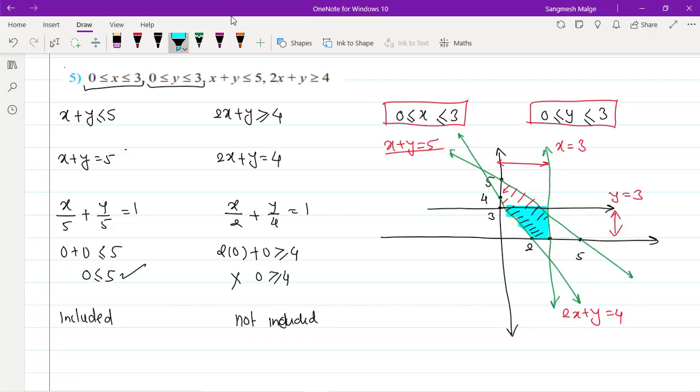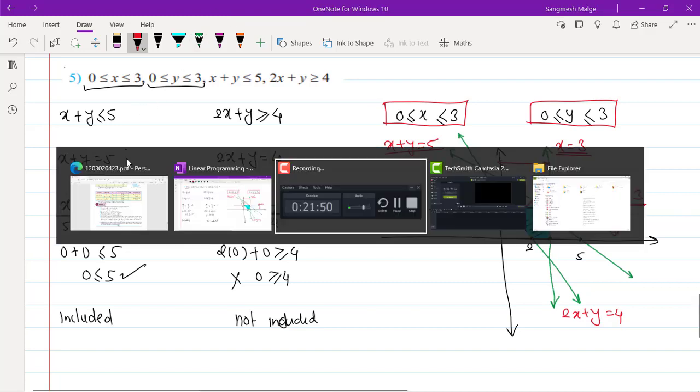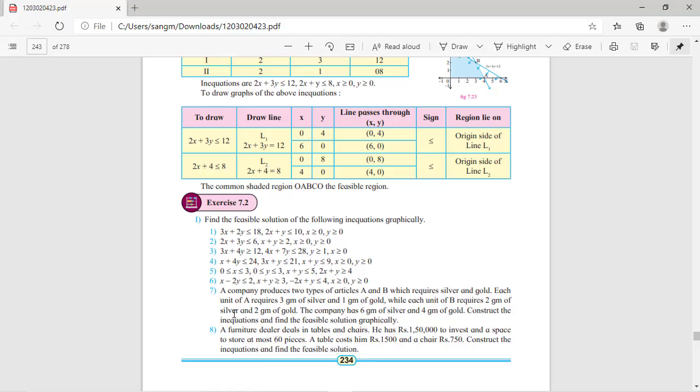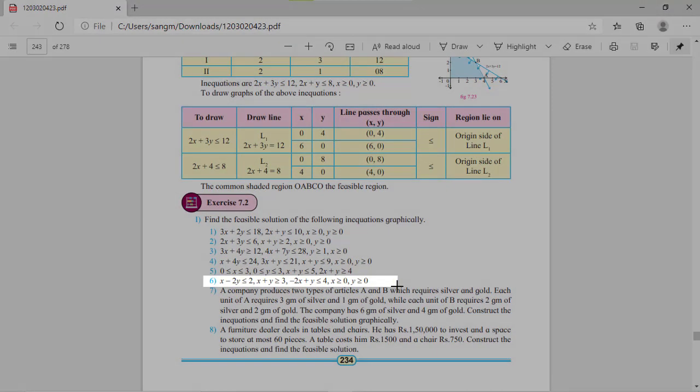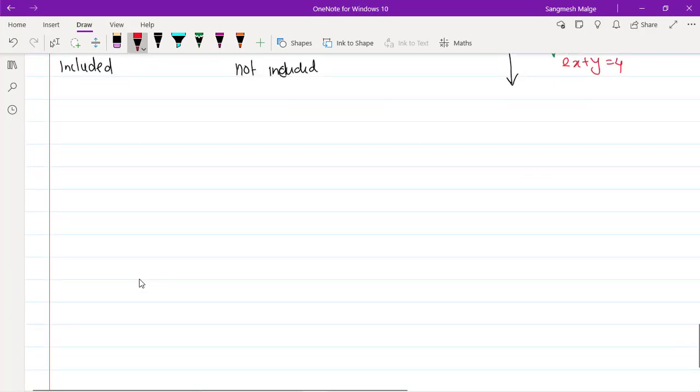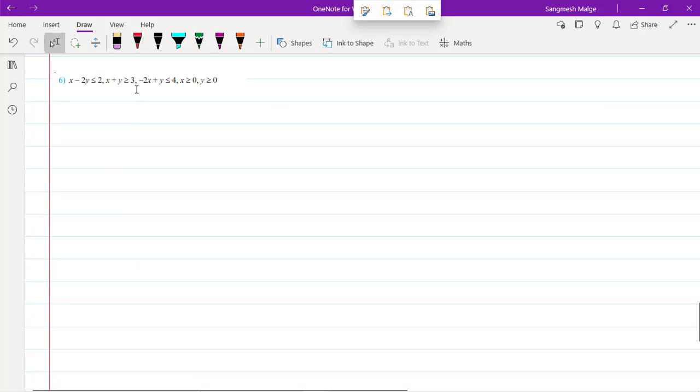I hope you are getting this. y can take any value from 0 to 3 and x can take any value from 0 to 3. That's why we have bounded these regions. Good. Now let's see the next question. It's question number 6, and I hope this is the last question, which is a direct question, we can say. Yes, it's the last one. So let's zoom it.